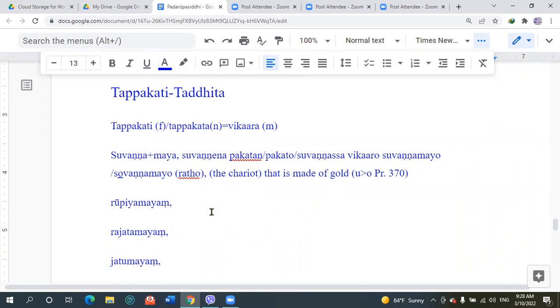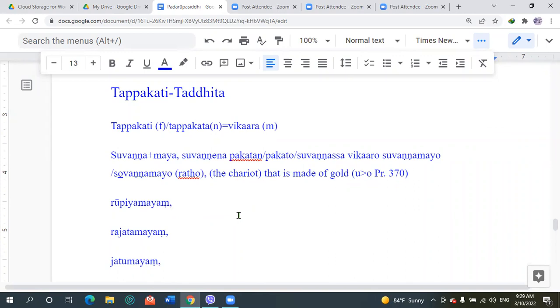Okay, this is Tapagati Taddhita, or sometimes we say Pagati Taddhita. Rupiya Mayo. Rupiya means gold or silver, Sayadaw? Silver, yes. Rupiya is silver. Rajata is also silver. Like what we see nowadays, we call ruby. Ruby is also from this word.